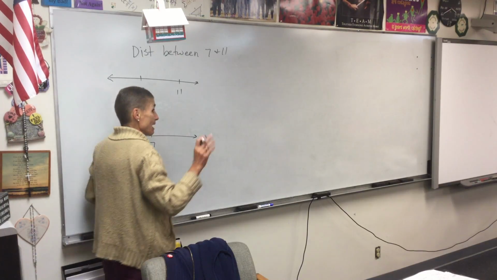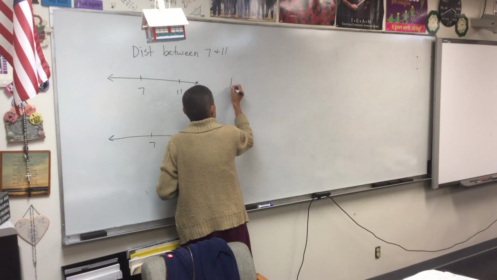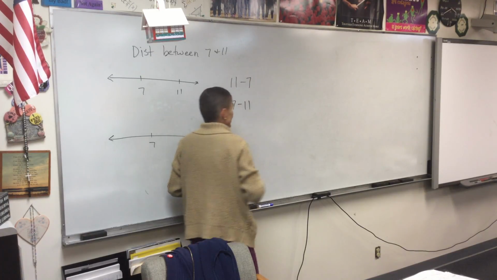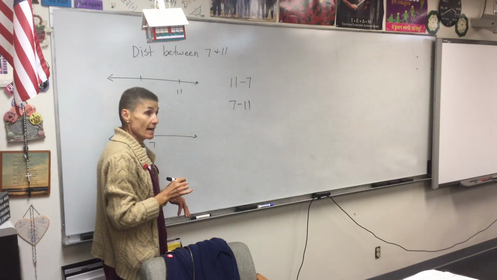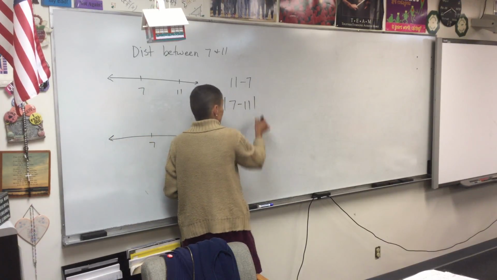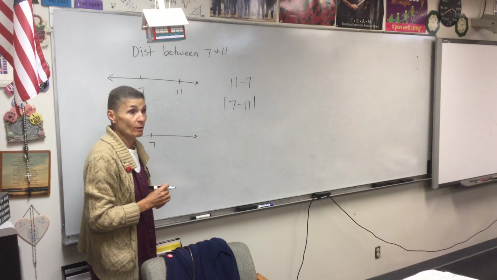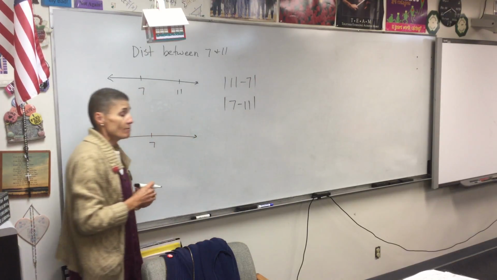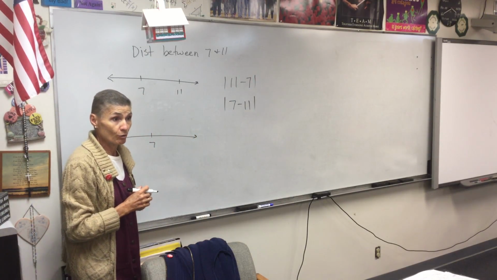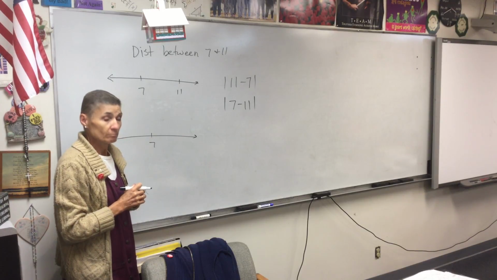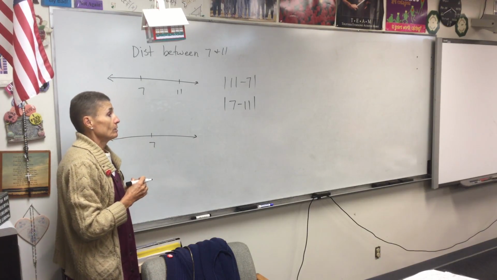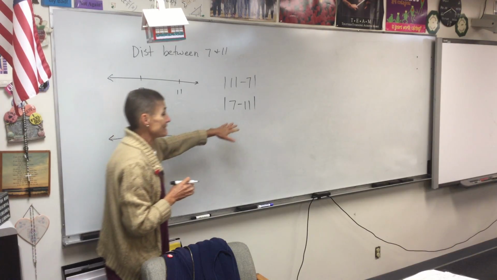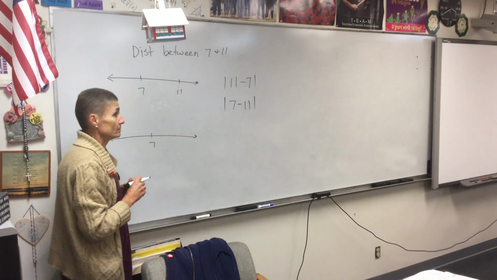11 minus 7. Now, here's the thing. You did 11 minus 7, and that's great. Could I have done 7 minus 11? Yes, as long as I took the absolute value of it. As long as I'm taking the absolute value, then I can subtract in any order that I want. Right? Now, absolute value is distance on the number line.